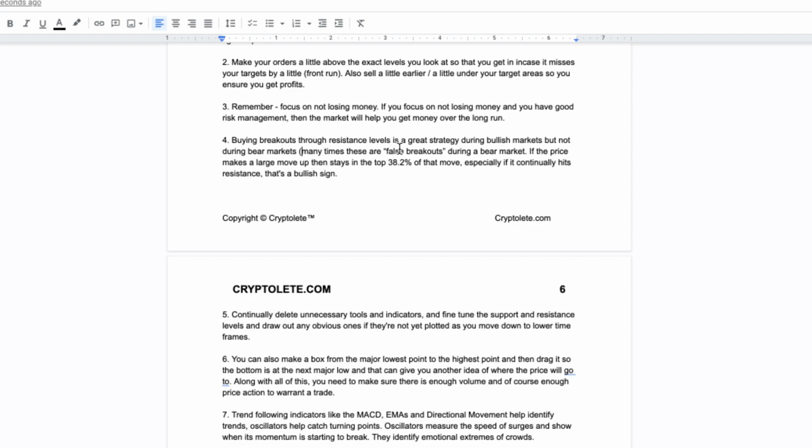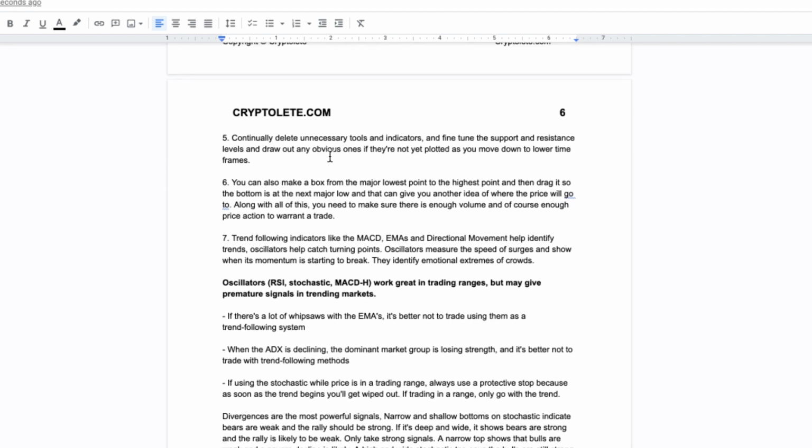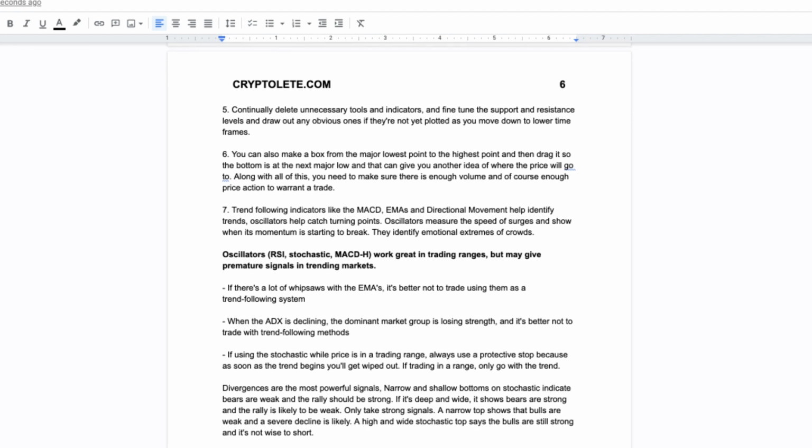So don't do that. Number 5, continually delete unnecessary tools and indicators, and fine tune the support and resistance levels, and draw out any obvious ones if they're not yet plotted as you move down to the lower time frames. Remember when I was talking about top-down analysis, this is part of it. You just keep on fine-tuning support and resistance levels, and not only that, but Fibonacci and all of the different indicators, as you continue to move down to lower time frames.